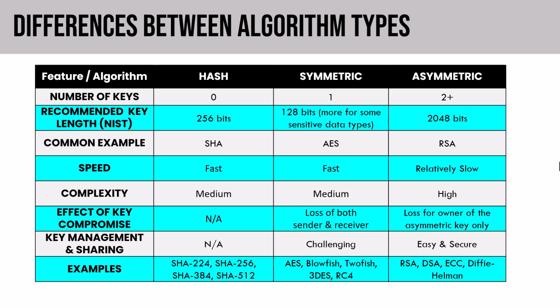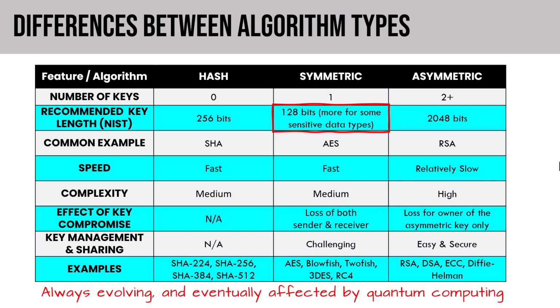And remember, on symmetric, it's really 128 bits or more for some sensitive data types. I believe I mentioned that in the military for top secret data, it's a 256-bit key. But this is always evolving, and it's eventually going to be affected by quantum computing, so this is all going to change eventually. So hopefully this makes for a convenient reference page as you're preparing for the exam.